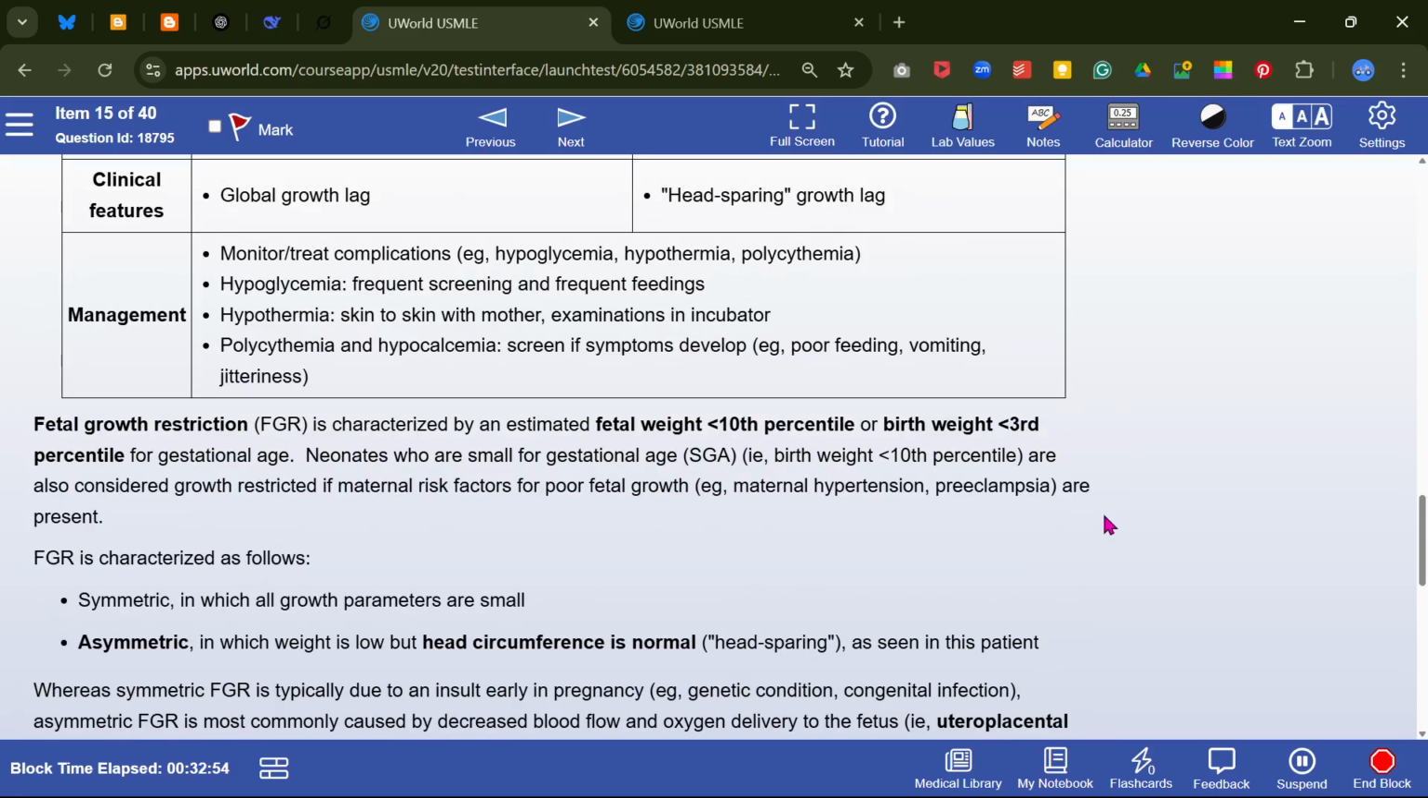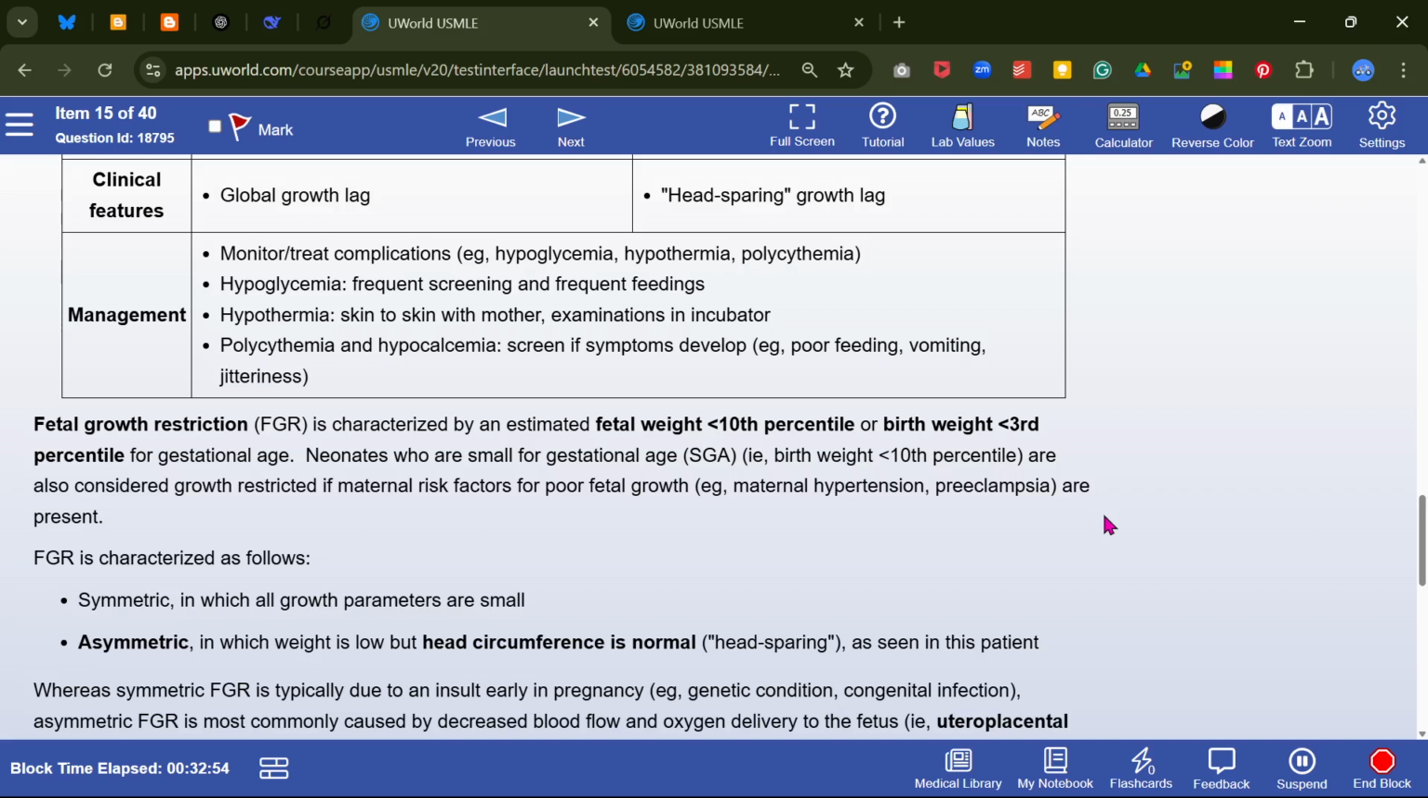So fetal growth restriction is characterized by estimated fetal weight less than the 10th percentile or birth weight less than the third percentile for gestational age. Neonates who are small for gestational age, with birth weight less than the 10th percentile, are considered growth restricted. It is detected if maternal risk factors for poor fetal growth, such as maternal hypertension or preeclampsia, are present.